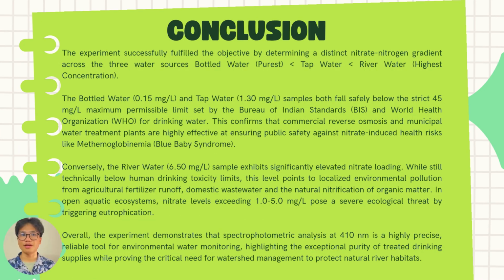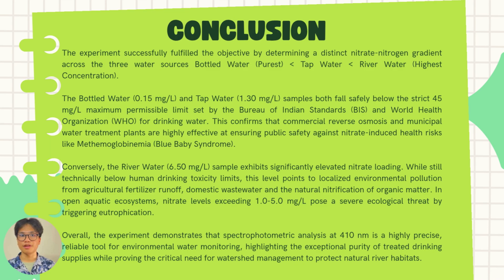So, the experiment has successfully fulfilled the objective by determining the distinct nitrate-nitrogen gradient across 3 water sources, which are bottled water, tap water and river water. The bottled water and tap water samples both fall safely below the strict 4.5 mg per liter maximum permissible limit set by the Bureau of Indian Standards and the World Health Organization for drinking water. This confirms that commercial reverse osmosis and municipal water treatment plants are highly effective at ensuring public safety against nitrate-induced risks like methemoglobinemia.